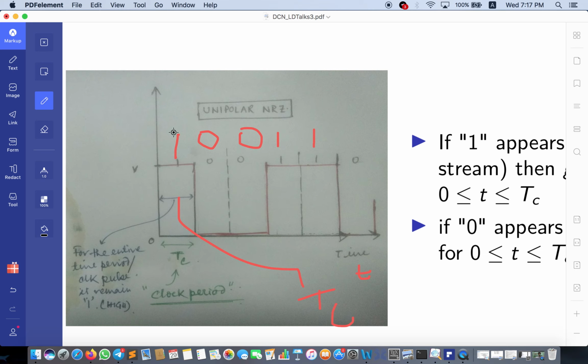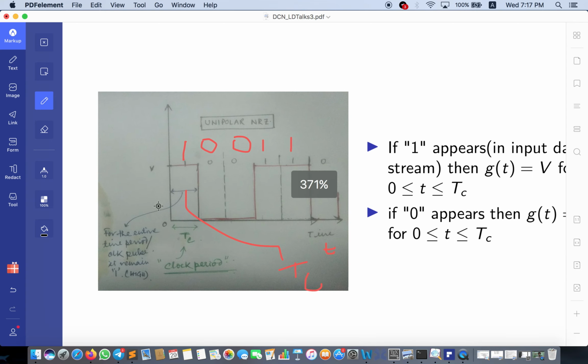So if this is a unipolar NRZ, and you want to understand the nature of this function itself, as the variable T varies, if any 1 appears, then the entire signal becomes 1 and never goes to the 0 level. If there is no 0 trailing the 1, it remains at 1. But in this case there is a 0, that's why it came back to 0.